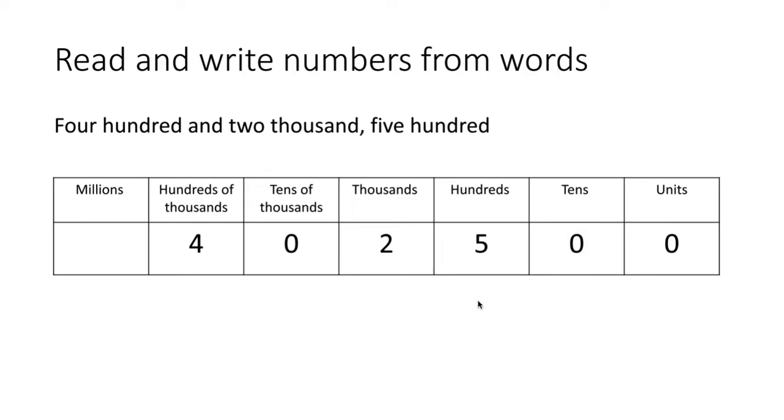Again, pause and think for a moment how you would write that as a number outside of the table. It would be written 402,500. Again, look where the comma is. 402,000, 500, the comma in between there.